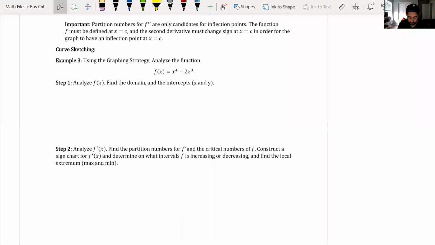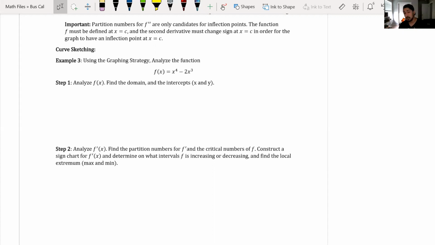All right, so important partition numbers for the second derivative are only candidates for inflection points. That's why I said when we found x is 2 on the last example, it was a possible inflection point, because we have no idea if concavity changes until we make that sign chart. The original function must be defined at x equals c, and the second derivative must change sign at x equals c in order for the graph to have an inflection point. So again, we find a possible point of inflection, we test it on a number line, and then we see if it's an actual point of inflection.